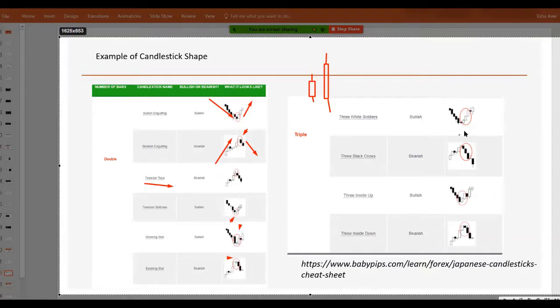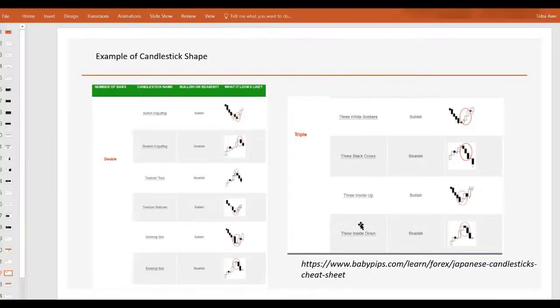Now you can also consider triple candles as well. These are three white soldiers, and these are three black crows. The candles are a lot, there are many, and even me, I don't know all of them. But what I do, like I said, I just print the chart and paste it on my wall, and I look at them and look at the markets.